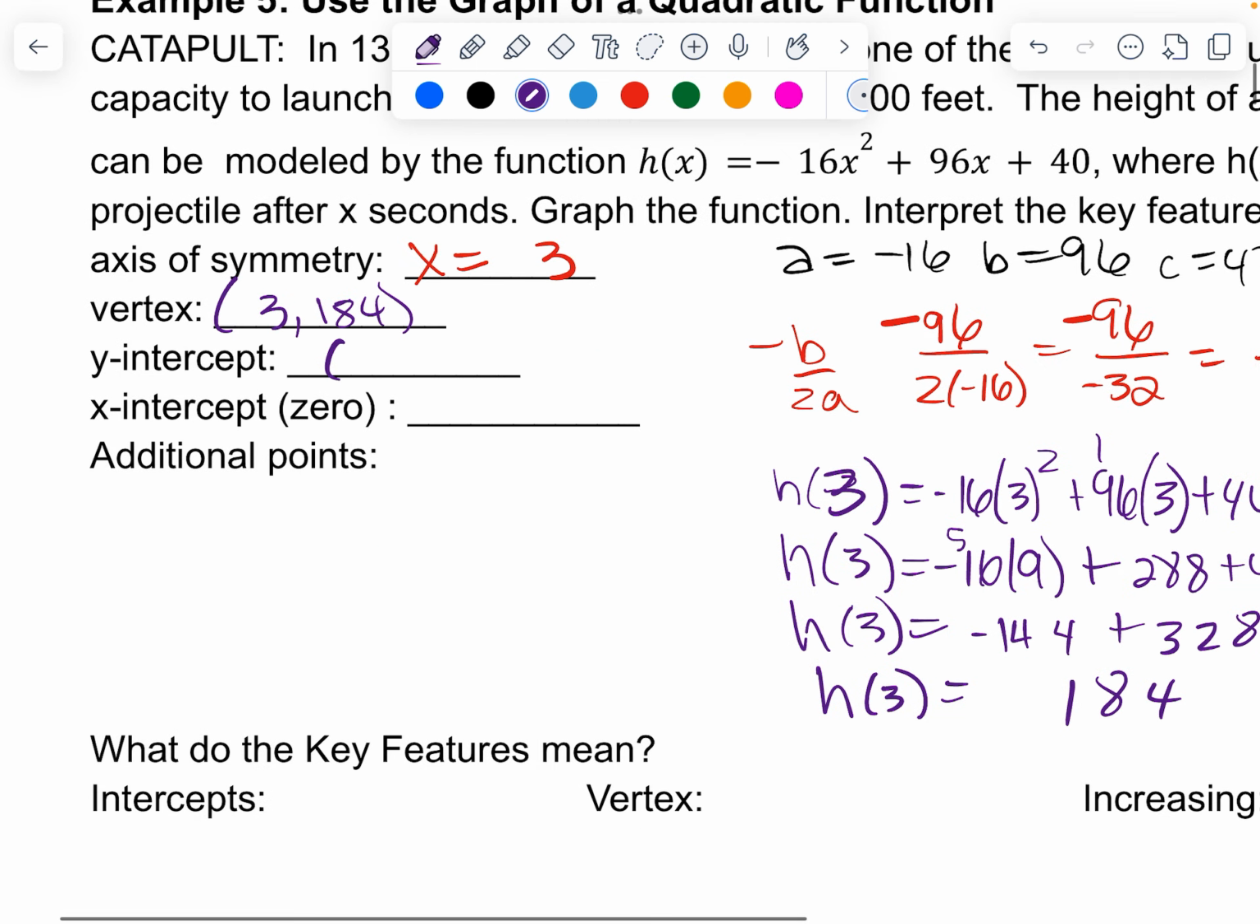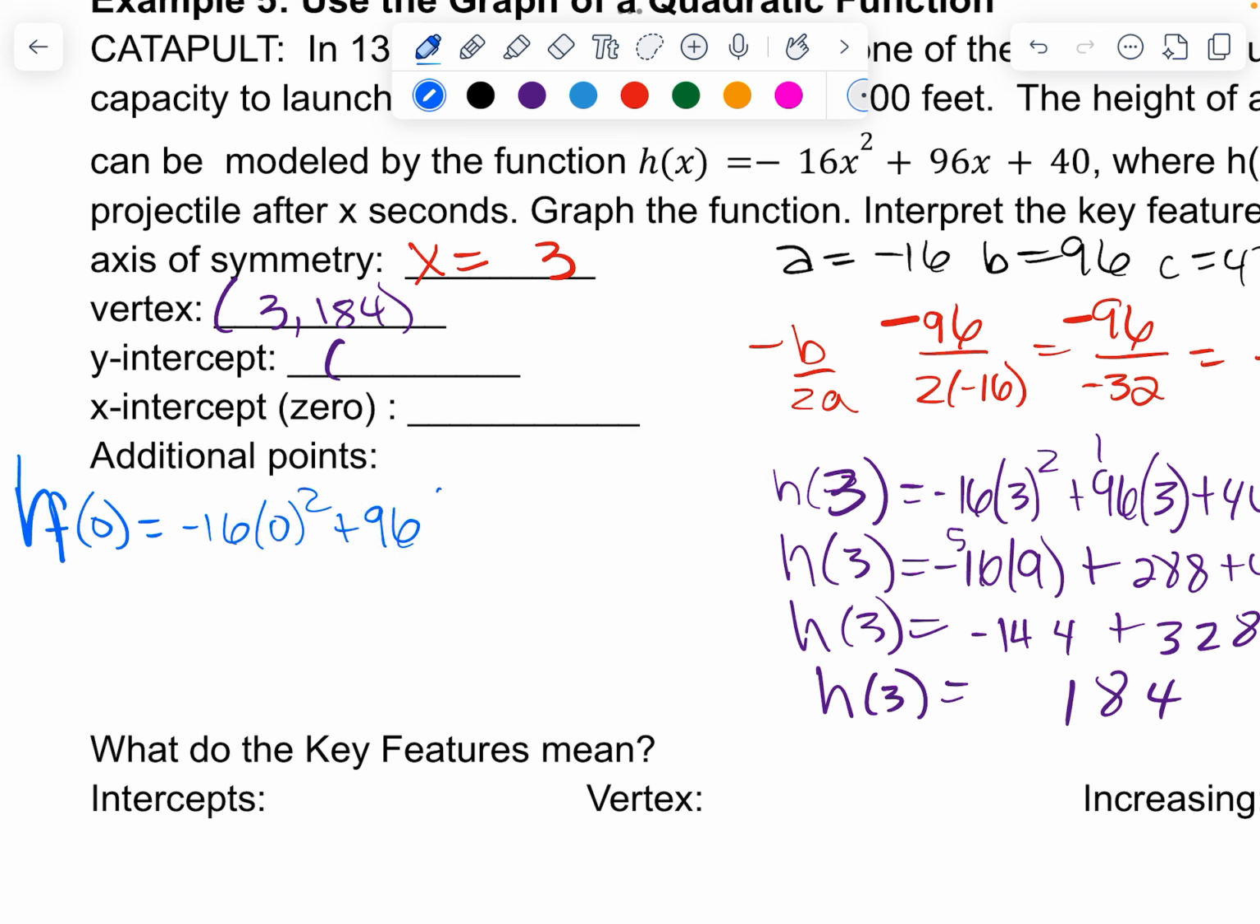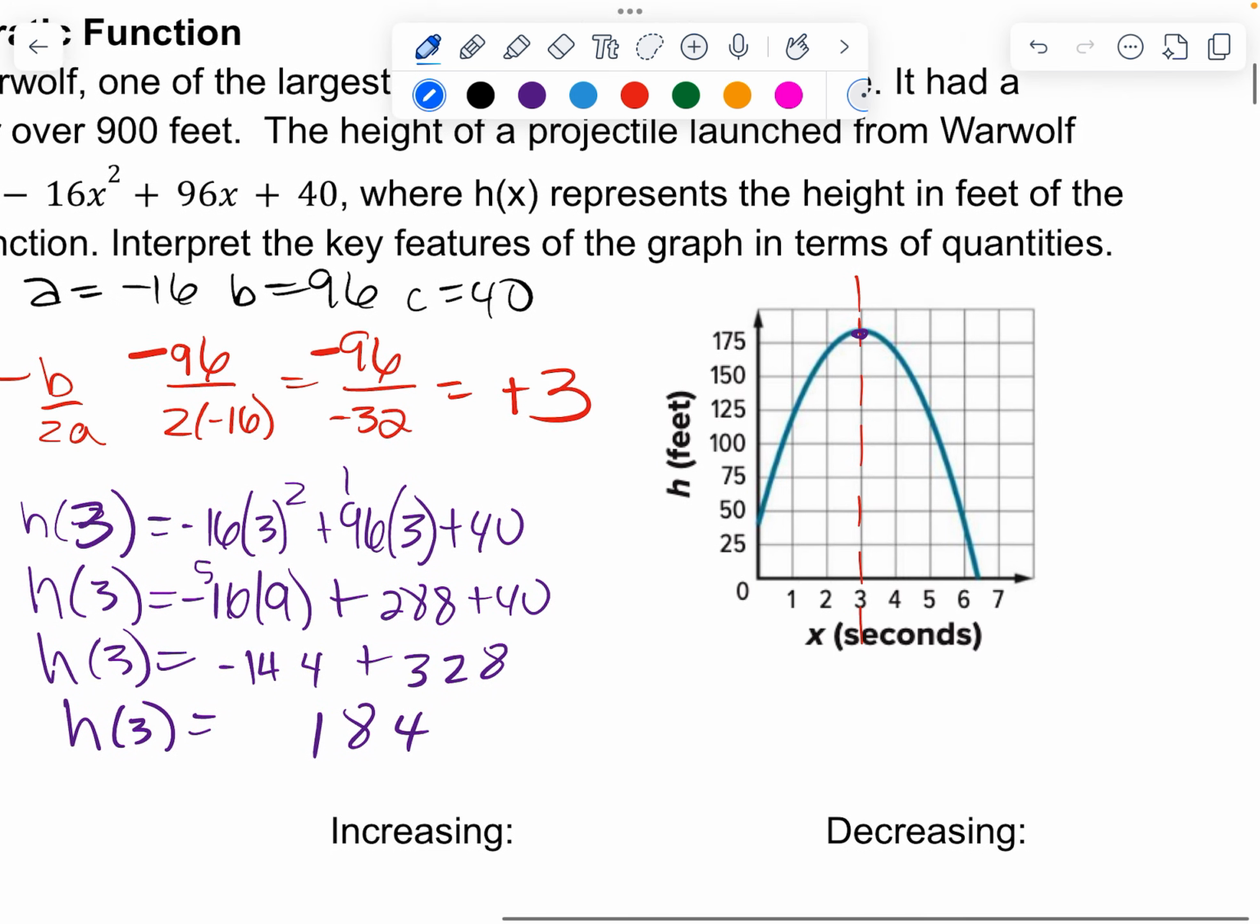Okay, and then when x is equal to 0, this is h of x. So that's going to be -16 times 0 squared plus 96 times 0 plus 40. So h of 0 is equal to 40. So that's the point 0, 40. And then this is going to be 6 point something.